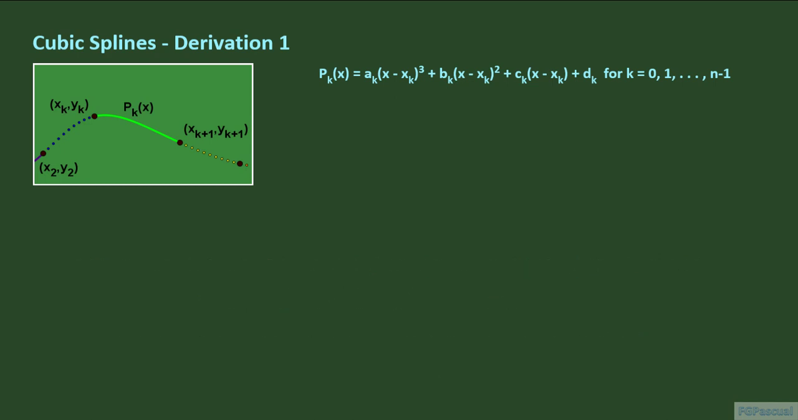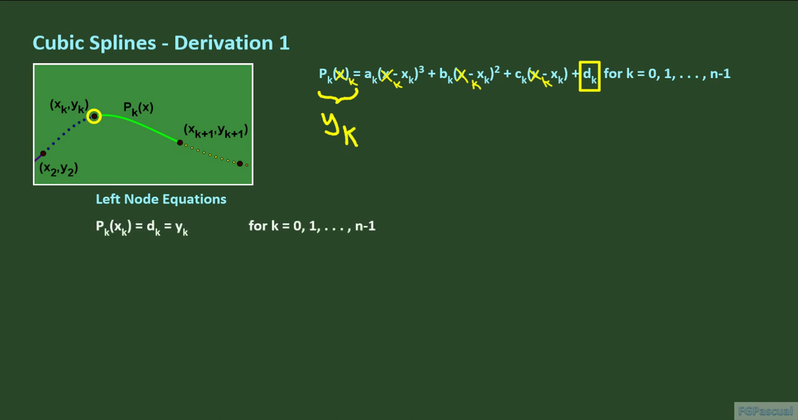To get started finding the system of equations for the unknowns, we plug in the left endpoint for each of the different polynomial segments. If x is replaced by x sub k, note that the only term that will be left will be d sub k. And since p sub k of x sub k is equal to y sub k, d sub k equals y sub k for k equals 0 through n minus 1. This is a total of n equations.